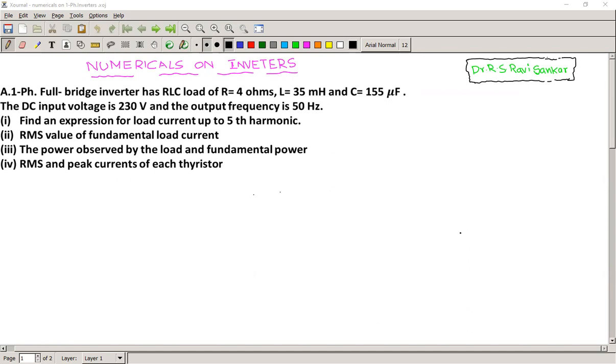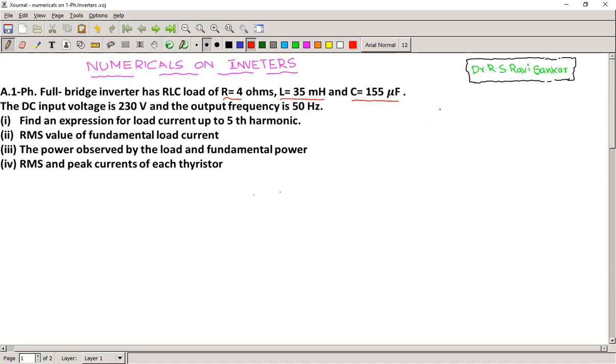A single phase full bridge inverter has RLC load, R equal to 4 ohms, L equal to 35 millihenries, C equal to 155 microfarads. The DC input voltage is 230 volts. Output frequency is 50 Hz. Find the expression for the load current up to the fifth harmonic.